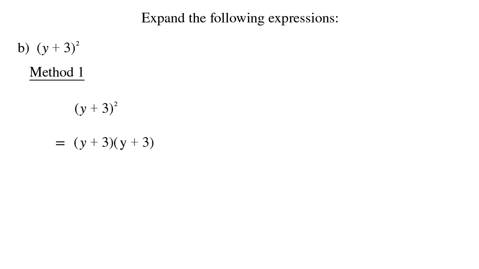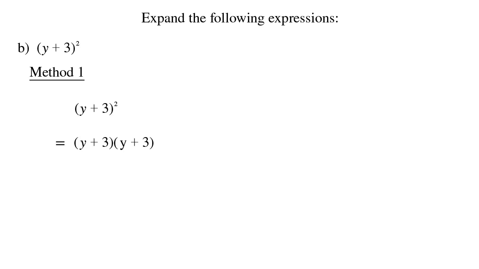Our second example is y plus 3 all squared. This is what we call a perfect square. That's because, if we think of an area, one side would be y plus 3 and the other side would also be y plus 3, the area of a square. We can expand by saying that y plus 3 all squared is equal to y plus 3 times y plus 3. Again, we can use the FOIL method to expand our brackets.